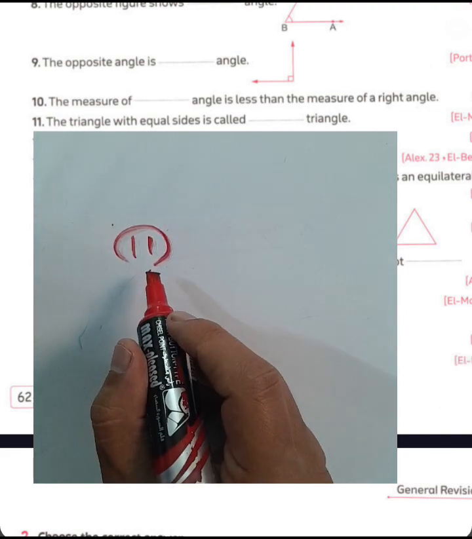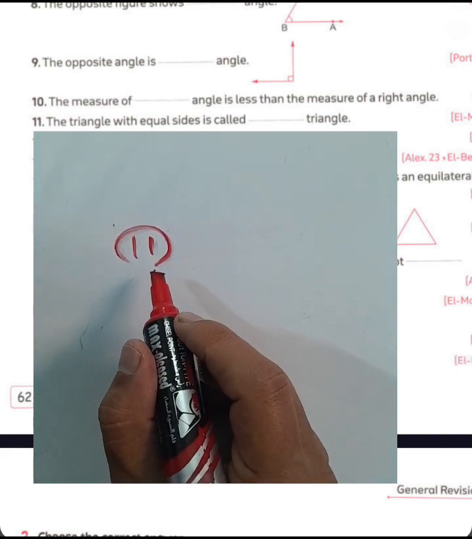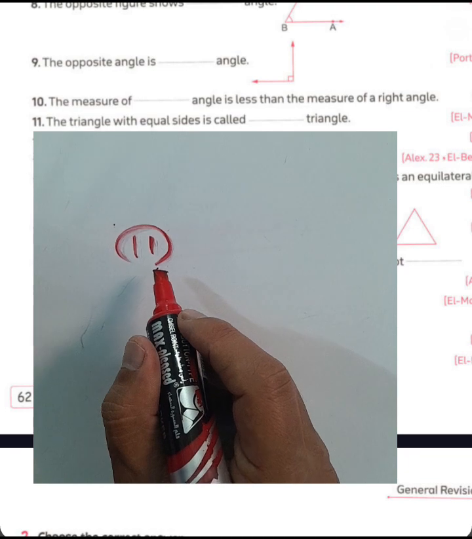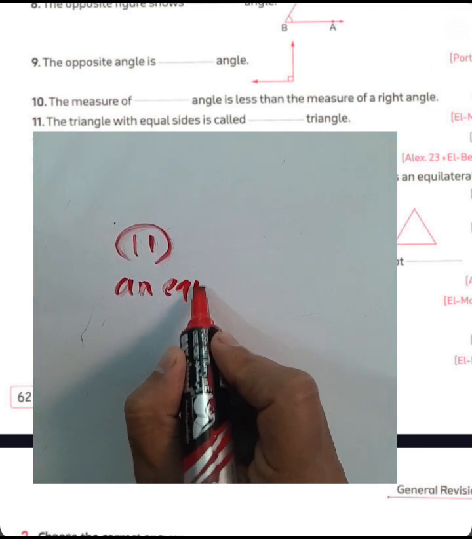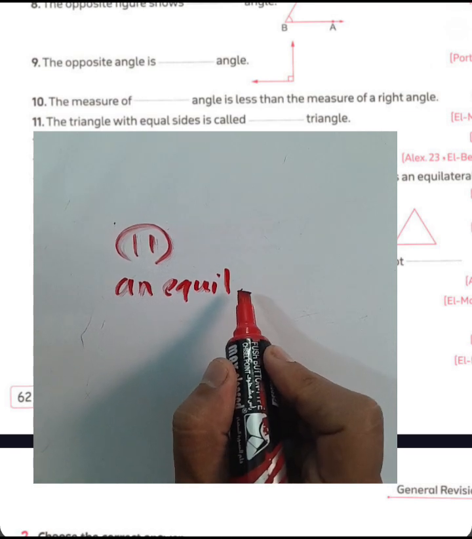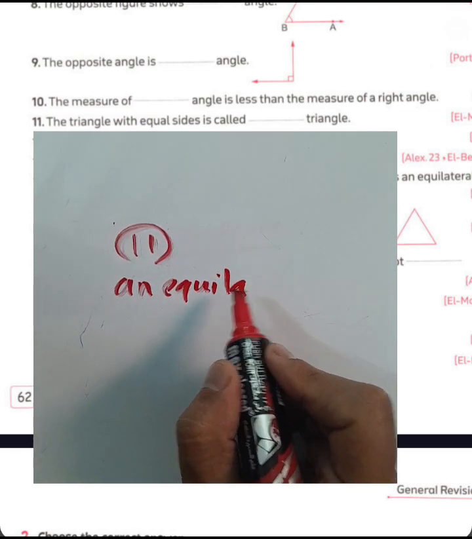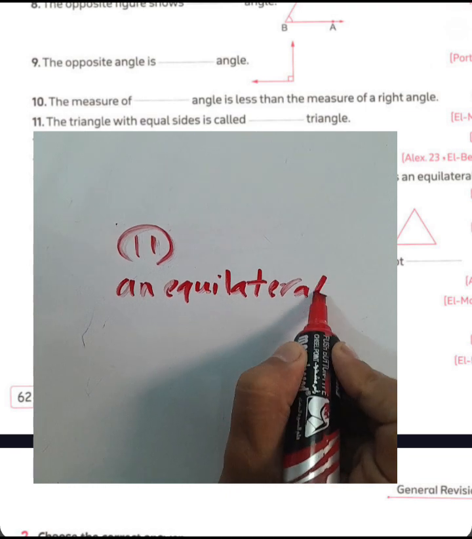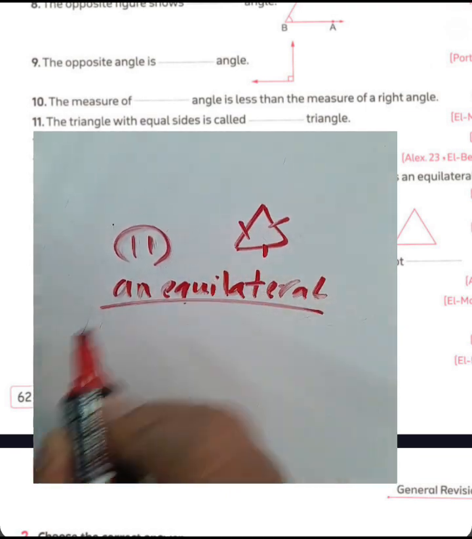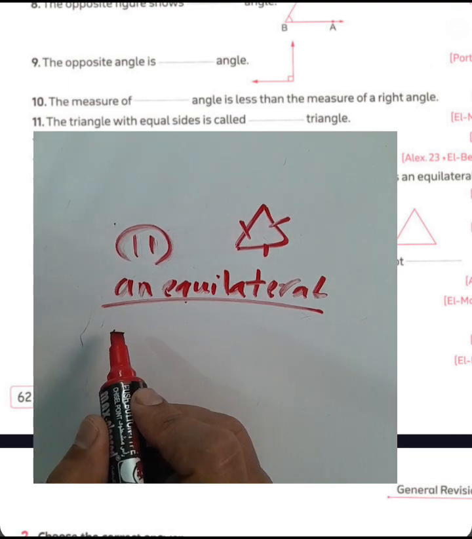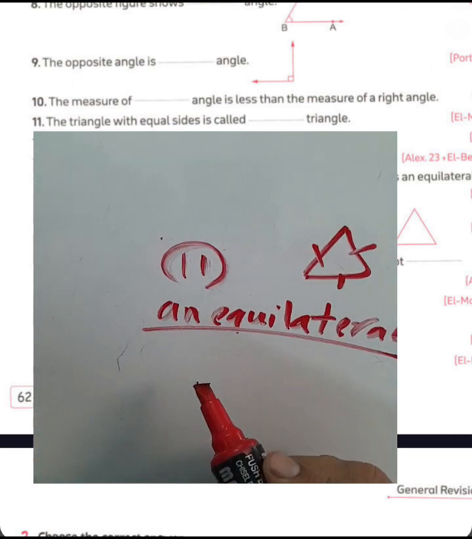Question 11. The triangle with equal sides is called an equilateral triangle. Equilateral triangle. All sides are equal in length. The triangle with equal sides is called an equilateral triangle.